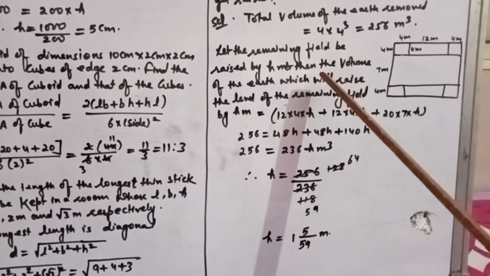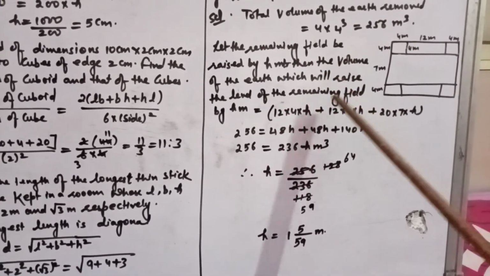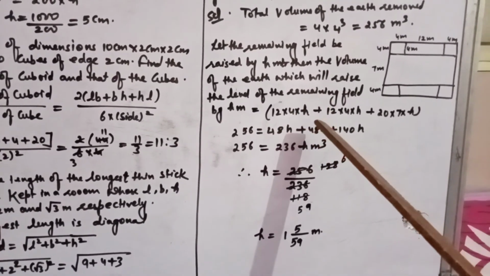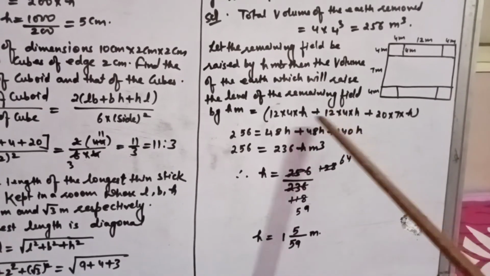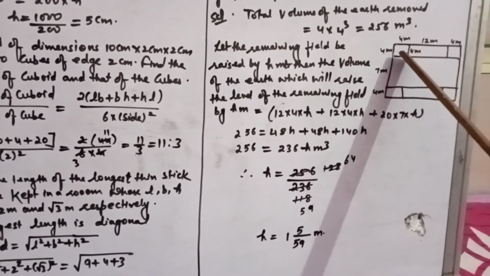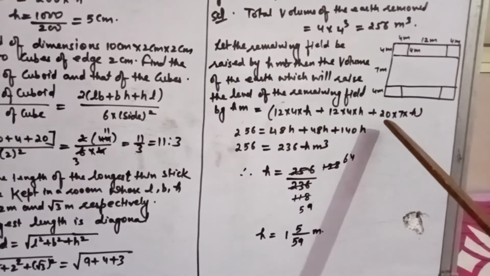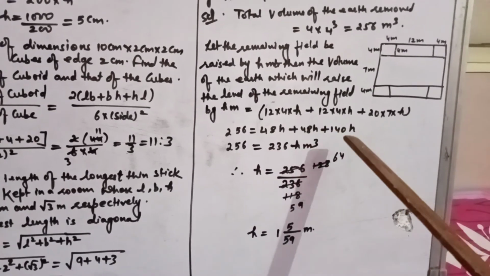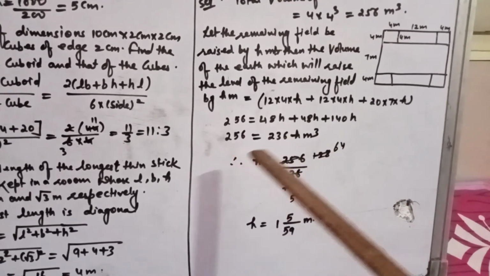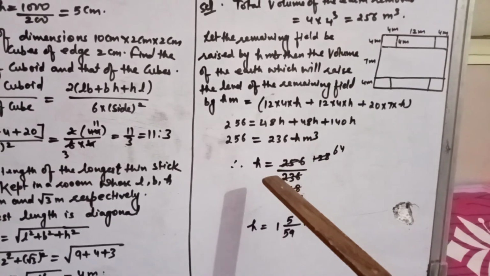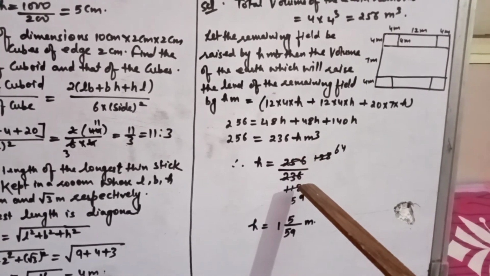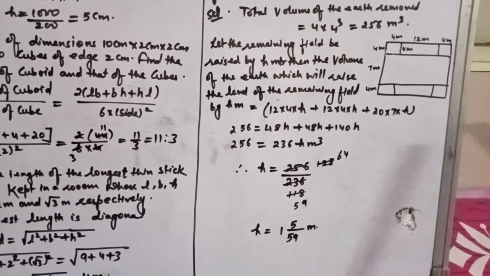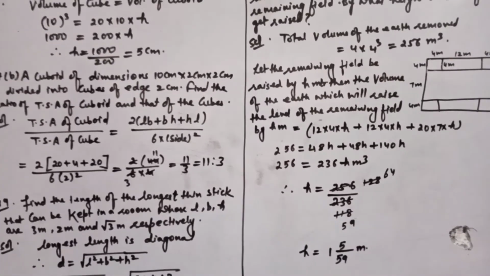Let the remaining field be raised by h meter. Then the volume of the earth which will raise the level of the remaining field by h meter is equal to 12 into 4 into h plus 12 into 4 into h. Length, this length plus breadth into height, same here, plus 20 into 7 into h. So 256 is equal to 48h plus 48h plus 140h. 256 is equal to 236h meter cube. Therefore, h is equal to 256 divided by 236. When we solve, we are getting 1 whole number 5 upon 59 meter. So, height is equal to 1 whole number 5 upon 59 meter.